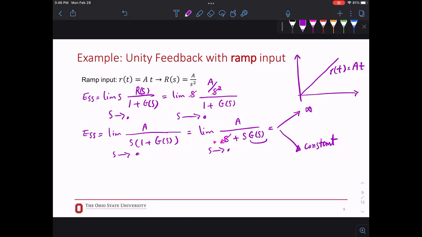Because you don't know what this G of S is. If this was 1 over S plus 1, this S would cancel out. It would be 1 over 0 plus 1, so it would be A over 1, it would actually be A. You can also make it such that it will be infinity, 1 over infinity, 0. Because we don't know what is in transit.